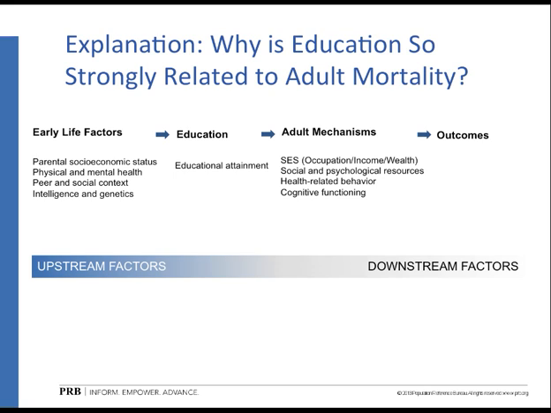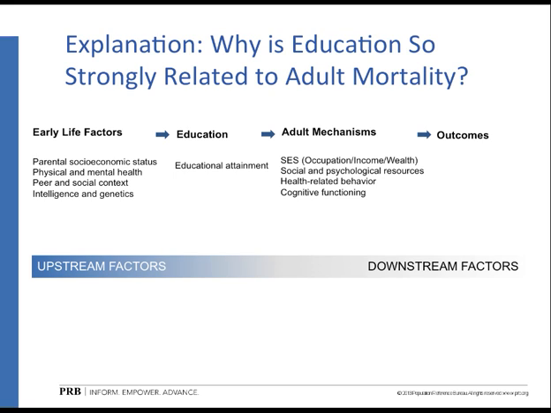Increasingly, studies in this area are taking into account the early life factors that influence both educational attainment and potentially mortality and life expectancy. These include factors such as parental socioeconomic status, child health, and the like portrayed on the left side of the figure. Research-wise, this is not an easy thing to do, given the data needed for such modeling.